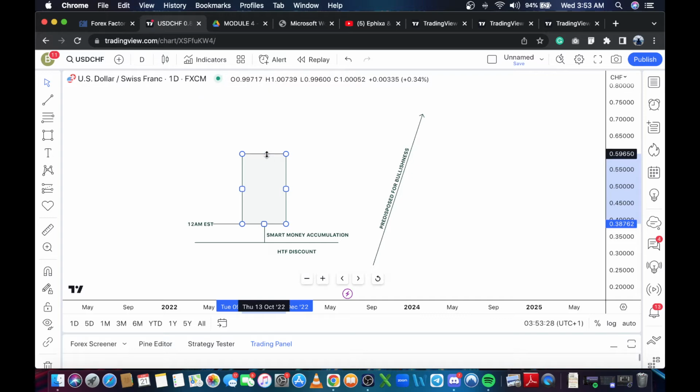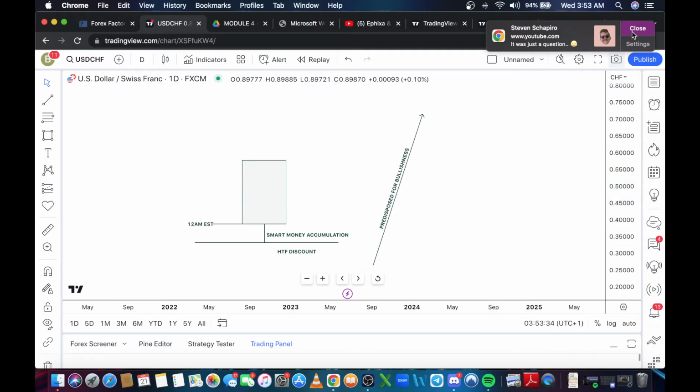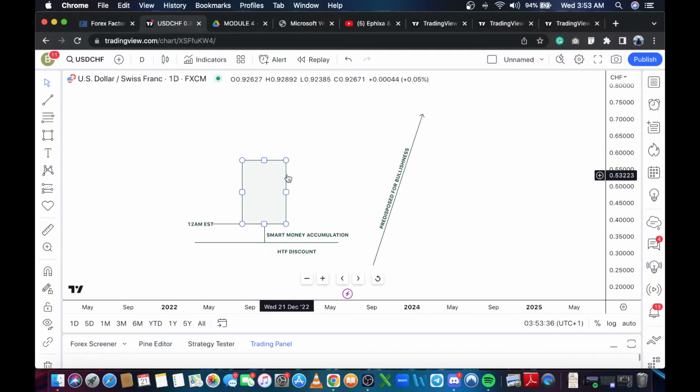Usually heading into London close or New York close, we start to see some profit taking. So London close comes immediately after New York session. New York session is a 3-hour window which starts at 7 a.m. and ends around 10 a.m. Eastern. And then London close starts around 10 a.m. Eastern going into noon. And that's where we usually see profit taking. But sometimes we can see profit taking towards the last 1 hour of New York session.